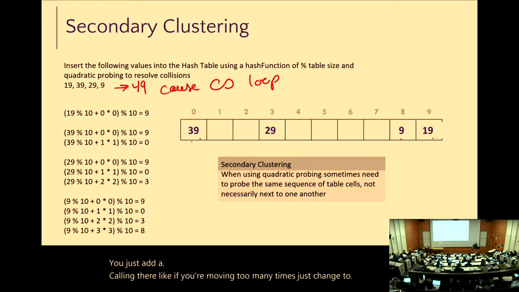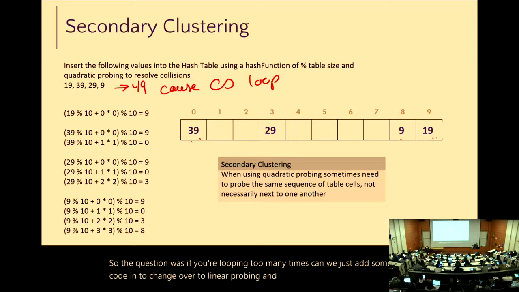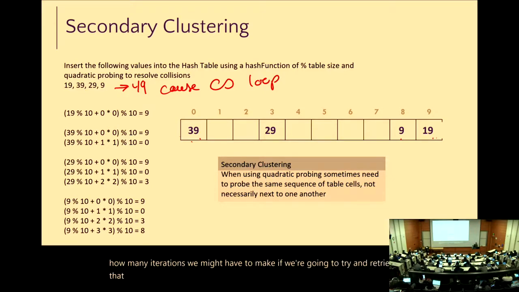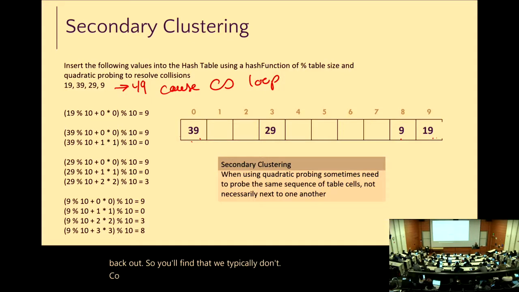So the question was, if you're looping too many times, can we just add some code in to change over to linear probing? In that case, that might help us find an open spot. But think about how complicated the code's going to be and how many iterations we might have to make if we're going to try and retrieve that thing out. Because any way that we find to programmatically insert stuff into the hash table, that's what we have to unroll to find something to get it back out. So you'll find that we typically don't commingle collision resolutions that way.